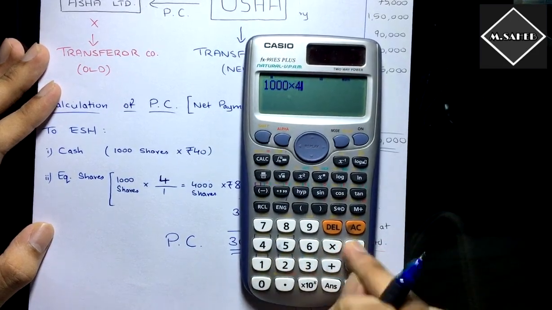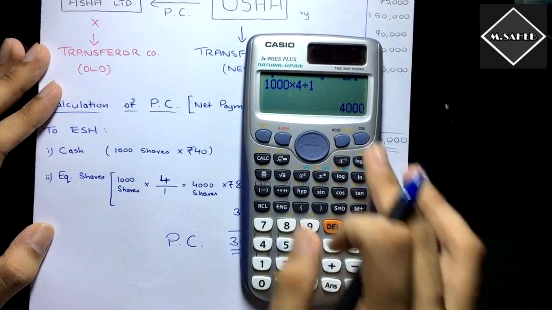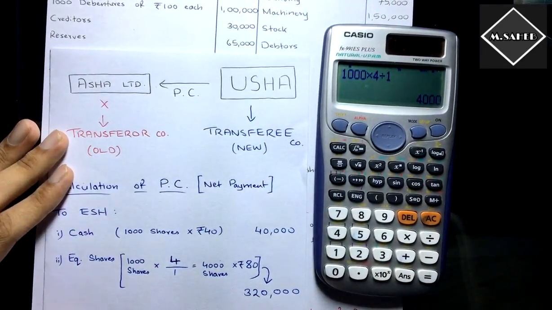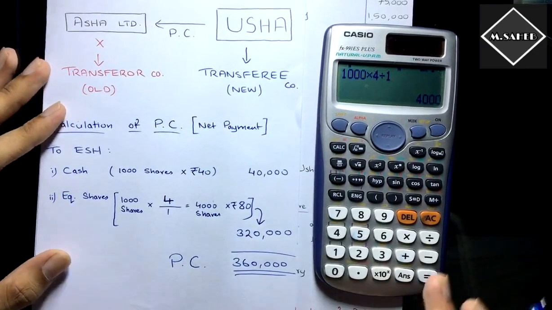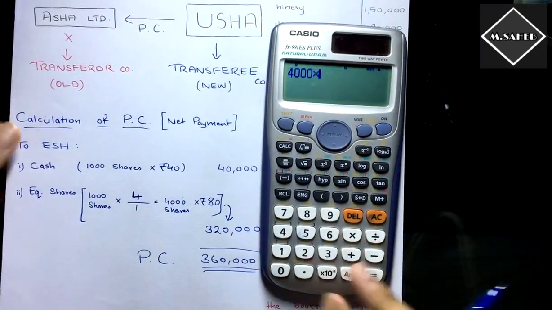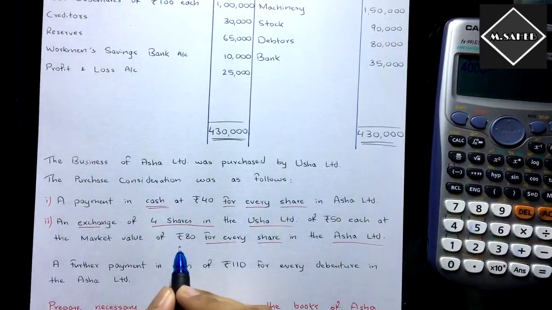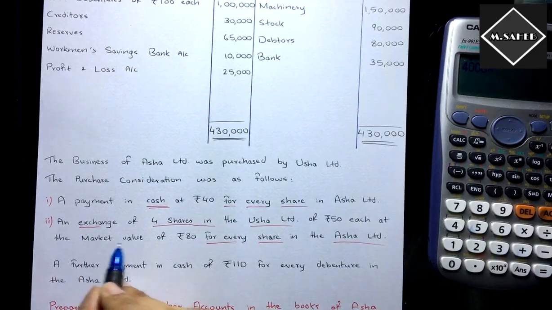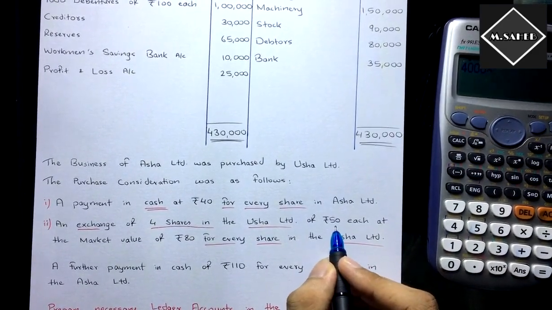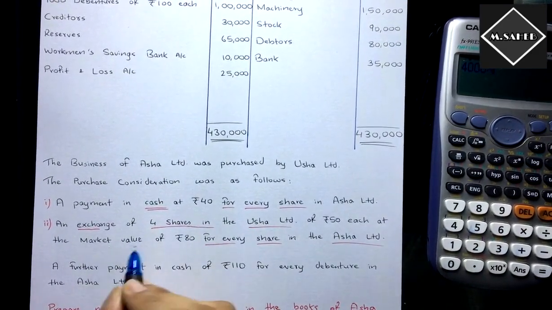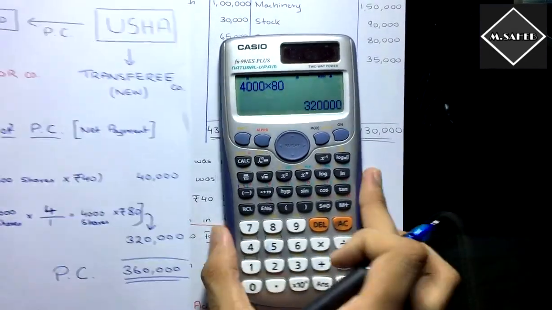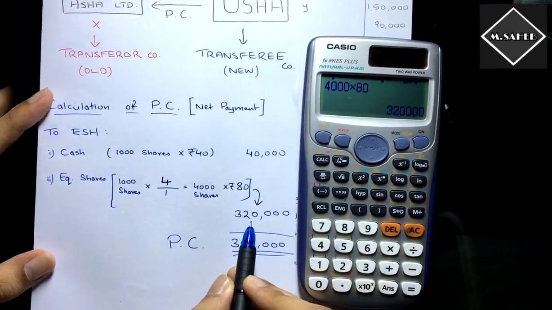1000 into 4 divided by 1 comes out to be 4000. So Usha company will give Asha 4000 shares. Then we always have to use the issue price. What is the issue price or the market price? Rupees 80. Here they have said the market value is rupees 80. This 50 is the face value, but we always have to take the market value or the issue price. So into 80, that comes out to be 3,20,000.